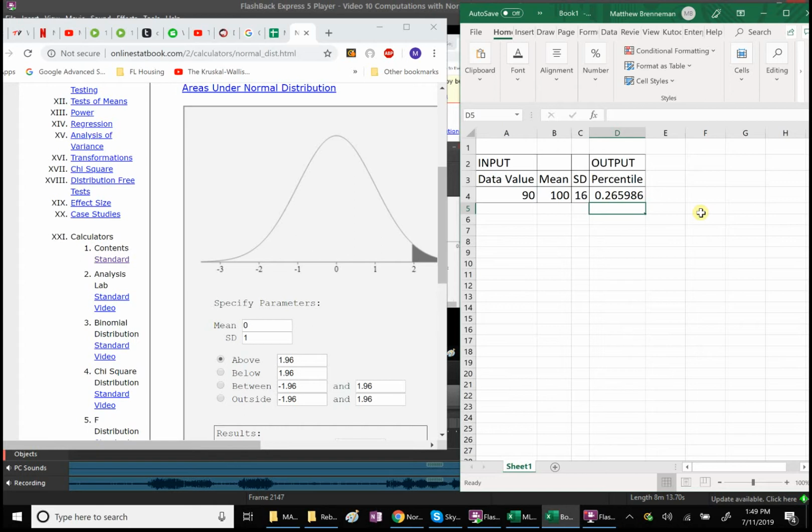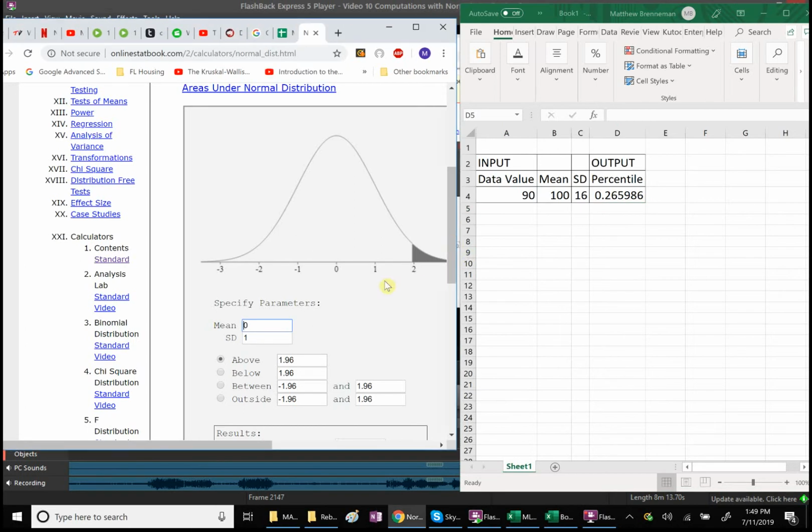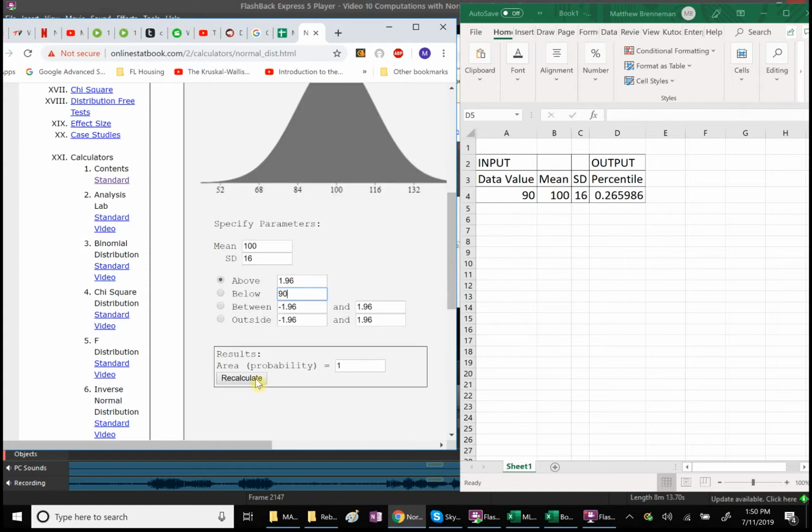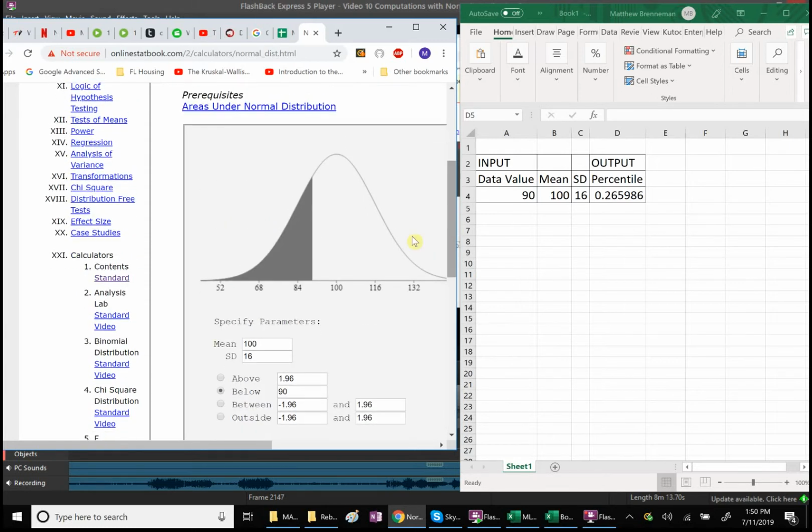Now I want to show you how this corresponds to the normal distribution. An important concept is the idea that percentiles correspond to areas and tails. So I want to show you geometrically what this is, okay? So I want the percentage below 90, okay? And I'm going to go ahead and hit recalculate. Whoops, I didn't do that correct, sorry. Recalculate. And here you can see this is graphically what this probability corresponds to.